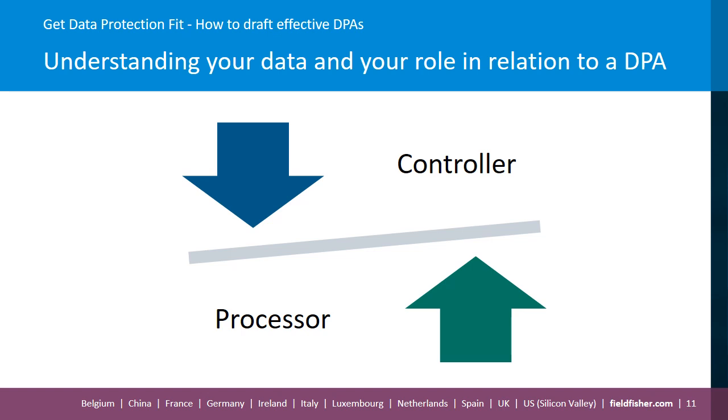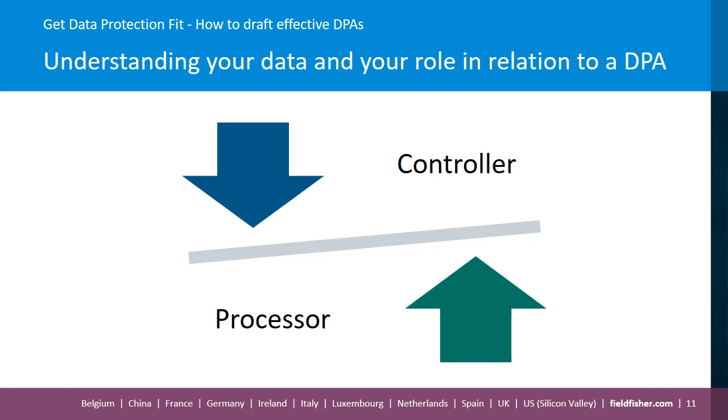Now, as Kate explained at the start, we're talking today about the controller-processor relationship, which has the mandated Article 28 provisions. Controller-to-controller data sharing agreements are equally important to put in place, and that is something that you will need to think about when you look at DPAs to make sure you're using the right documents to start with.